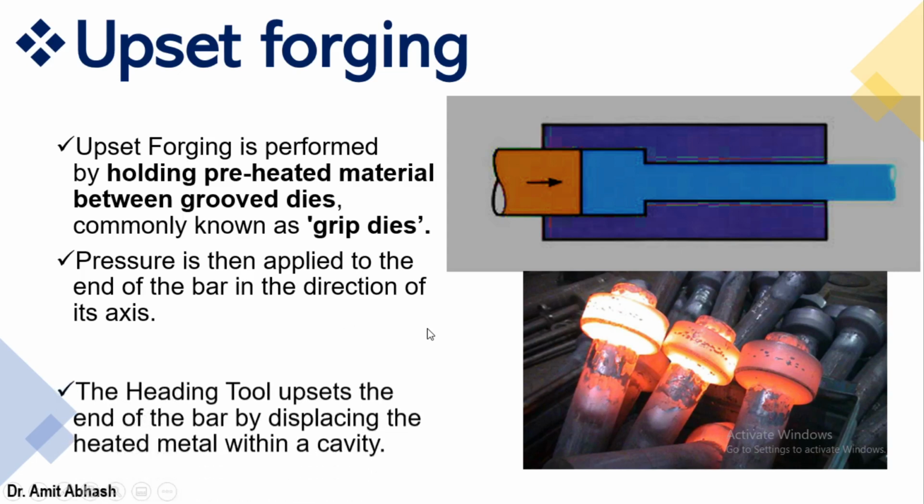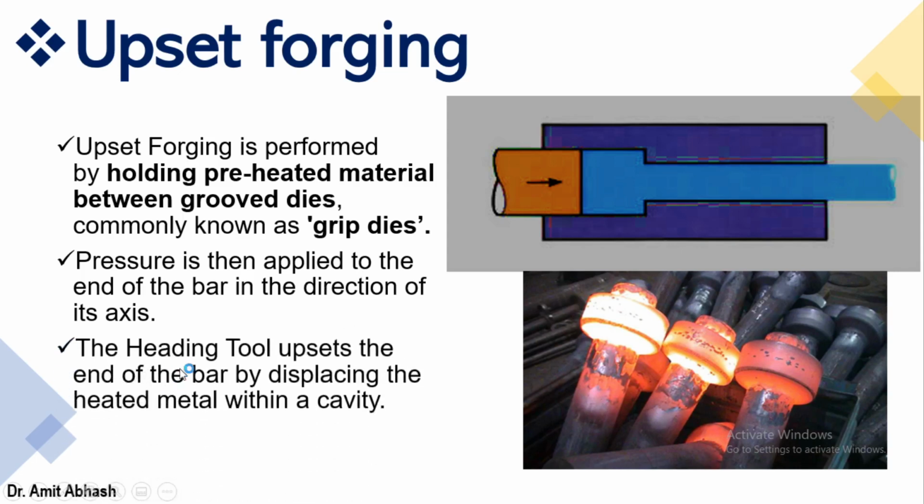The heading tool upsets the end of the bar by displacing the heated metal within the cavity, as I told you. Due to this huge amount of force or pressure applied from this end, the softened material, softened because of the high temperature, will move and flow into this chamber to provide this type of structure. So this was regarding the upset type of forging.